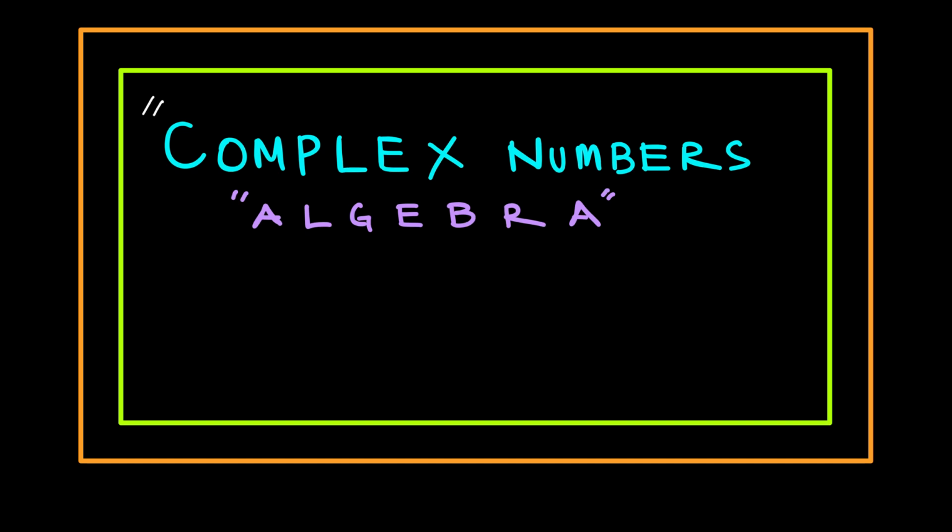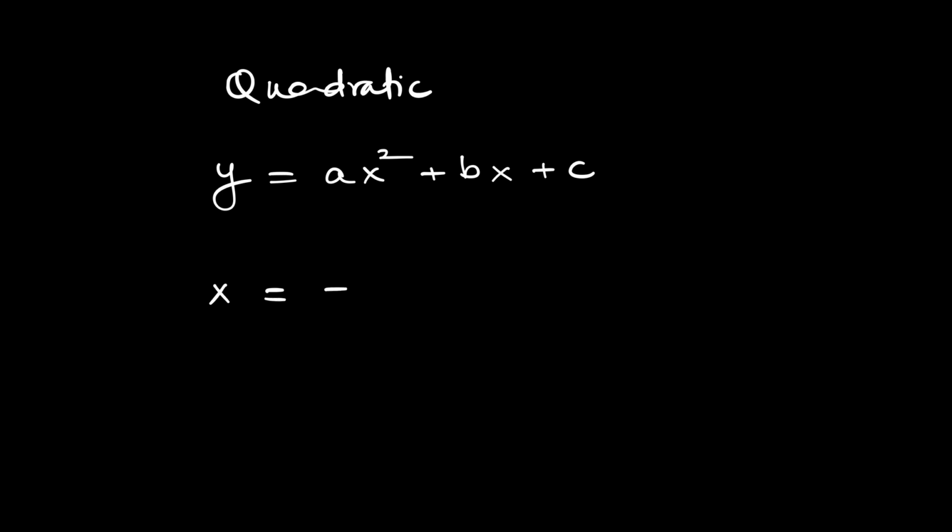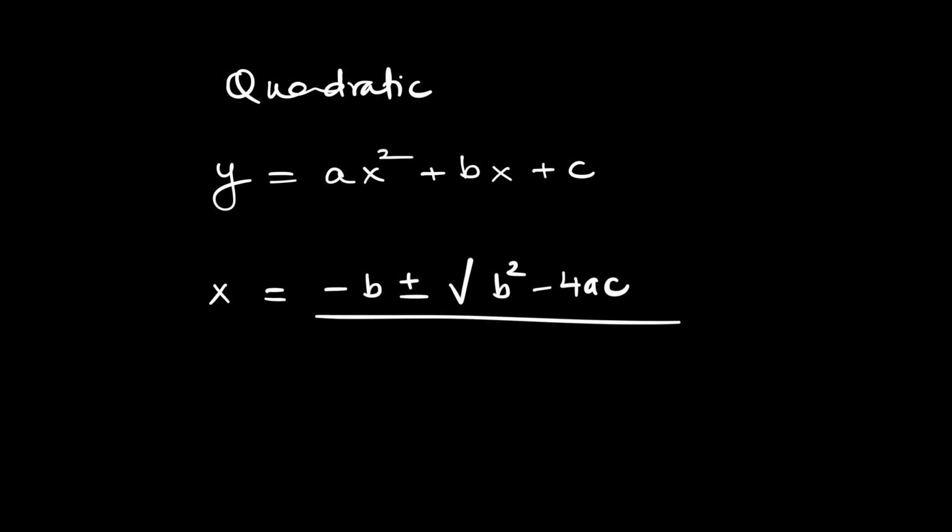In this video, we will start with the basics of complex numbers. Let's start off with the idea of a quadratic equation of the general form y equals ax² + bx + c. The quadratic formula is x equals minus b plus or minus the square root of b² minus 4ac, the whole thing divided by 2a.